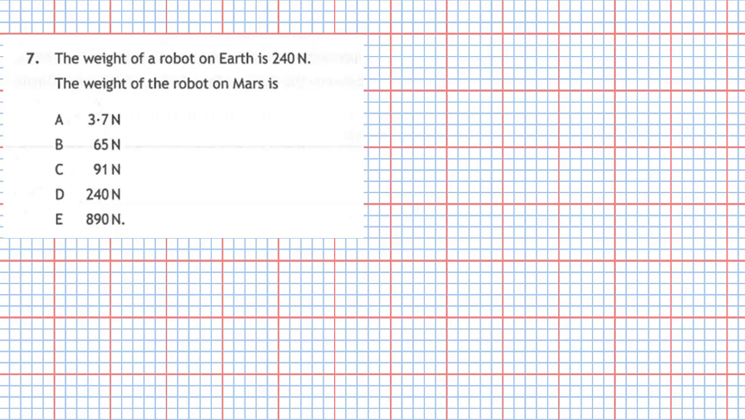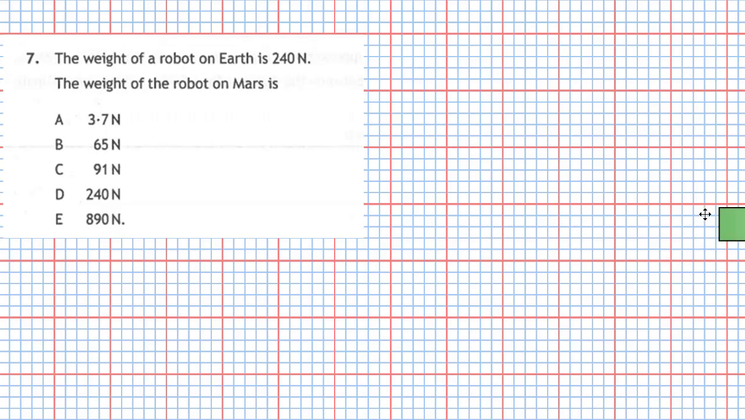Question 7 from Section 1 of the 2019 National 5 Physics Examination. The weight of a robot on Earth is 240 newtons. The weight of the robot on Mars is, and you're given the 5 options as shown.